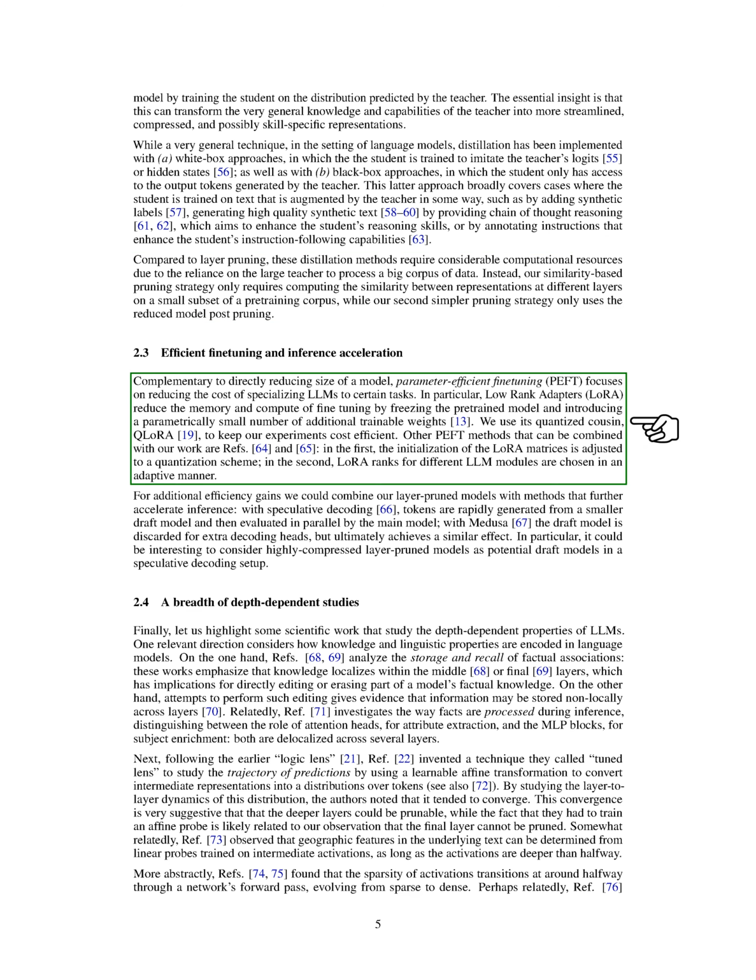Parameter-efficient fine-tuning, PEFT, is another approach that focuses on reducing the cost of adapting large language models to specific tasks. For example, low-rank adapters, LoRA, help in fine-tuning by introducing a small number of additional trainable weights while keeping the pre-trained model frozen. We use a quantized version called QLoRA to make our experiments more cost-effective. Other PEFT methods, such as adjusting the initialization of LoRA matrices to a quantization scheme or choosing LoRA ranks adaptively for different model modules, can be combined with our work for further efficiency gains.